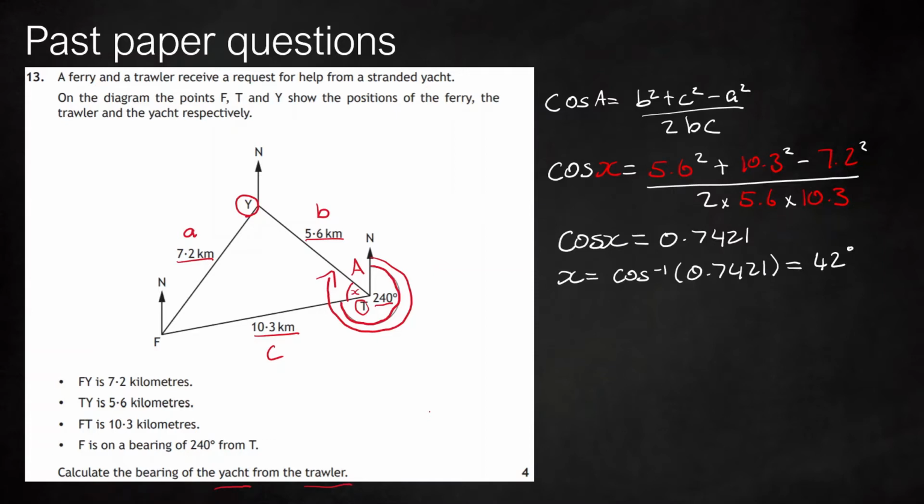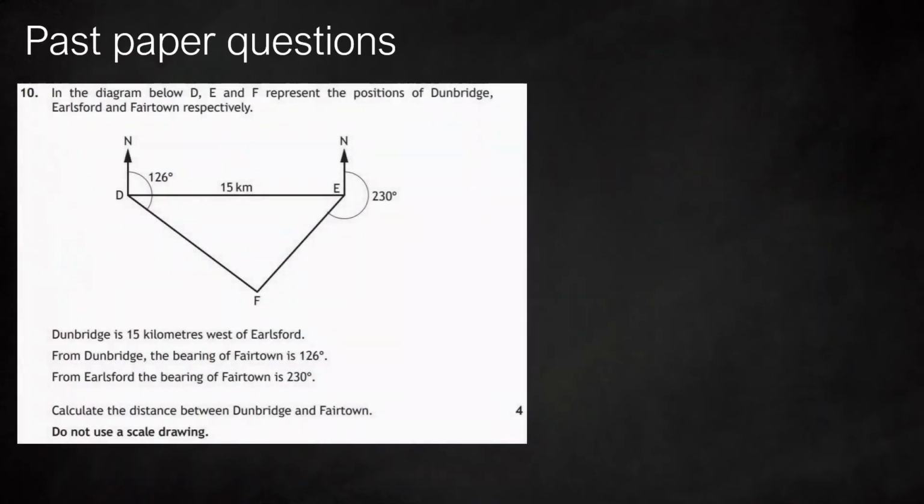So now that we've got that internal angle x, we should realise that the bearing is just the 240 plus the angle we found. So we'll write down that the bearing is the 42 degrees that we just found, plus the external angle of 240, and that gives us a full bearing of 282 degrees. And that's us. Let's look at another one.